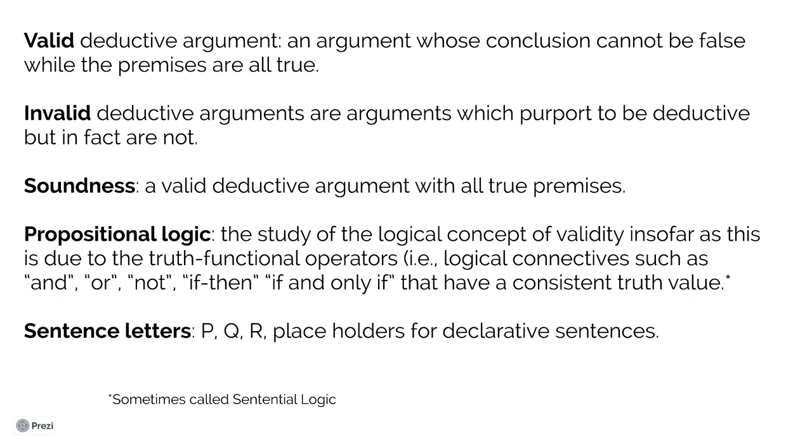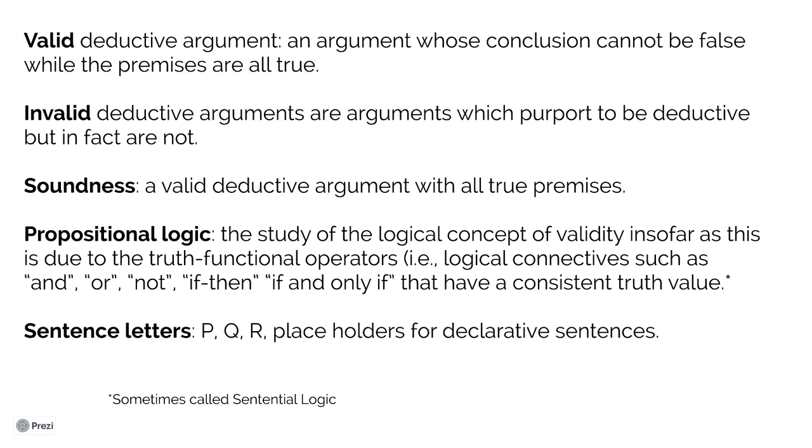If a valid deductive argument is true, that is, if the premises are true and the conclusion follows, and therefore the conclusion has to be true, then it has soundness. So we say an argument is valid if the conclusion indeed follows, whether the premises are true or not, and an argument is sound if it is a valid argument that is also true.